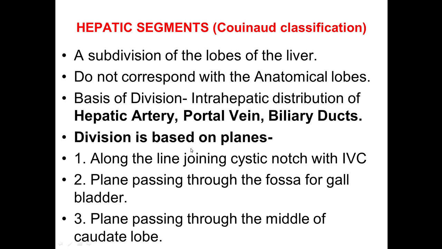And the division is based on planes. What are these planes? The first is along the line joining the cystic notch with the inferior vena cava. Remember the cystic notch where the gallbladder is? A line which joins the cystic notch with the inferior vena cava is one plane. Another plane passes through the fossa for the gallbladder, and the third plane passes through the middle of the caudate lobe. So the division is based on these planes and the structures are the hepatic artery, portal vein, and biliary ducts.